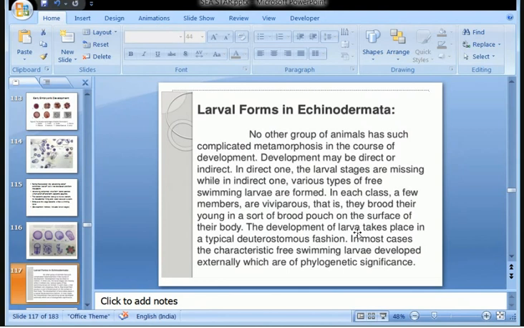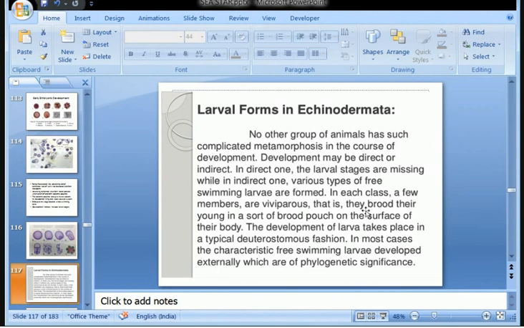So no other group of animals has such complicated metamorphosis in the course of development as these echinoderms have. Development may be direct, where there is no larval stage involved, or indirect, where various larval stages are there. In the direct one, the larval stages are missing. In the indirect one, various life stages, free-swimming larval stages are there.